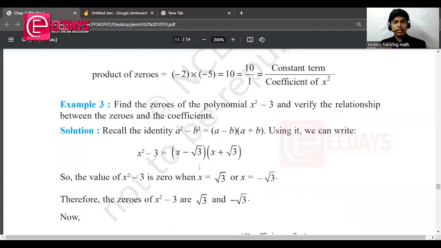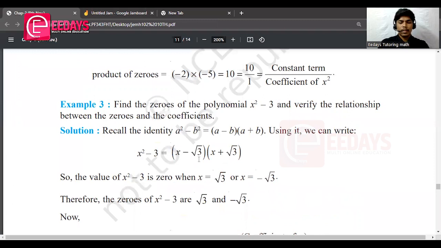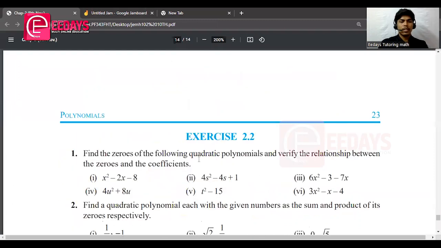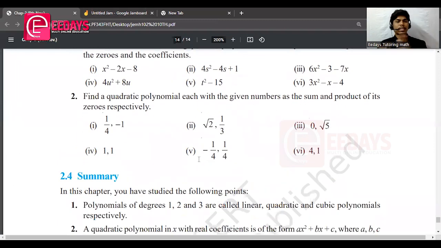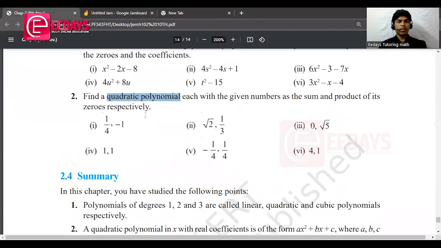So based on this, we stop here. In the next question, in the second part of the next Roman, they already gave the sum and product, alpha plus beta. We have to find the quadratic equation. So this is the format: x square minus (alpha plus beta) into x plus alpha into beta. We'll do this in the next session. I'll end here, guys.